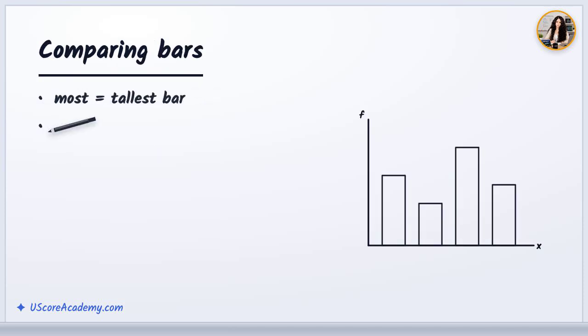Bar graphs make it easy to compare. The tallest bar shows the most, and the shortest bar shows the least. You can also find the difference by subtracting one bar's number from another.